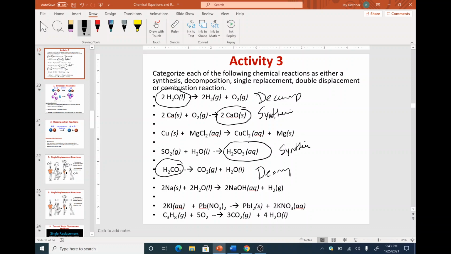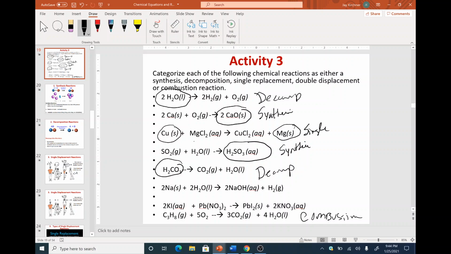Okay, so all the other ones can't be either of these because we looked for them. Let's look for combustion. That's C, H, something, plus O2, making CO2 and water. There it is, right down here, combustion. Now we're down to single and double displacement. So single displacement, we have an element kicking out an element that's in a compound. I see elements here. An element comes in, takes the place, and a new element comes out. That's single displacement. There are single elements.